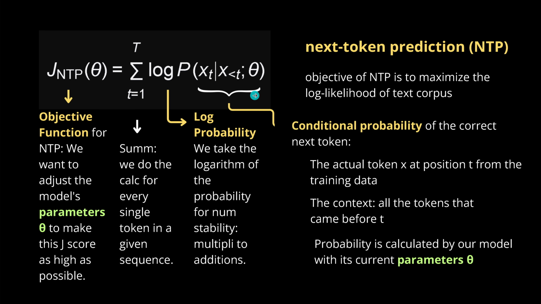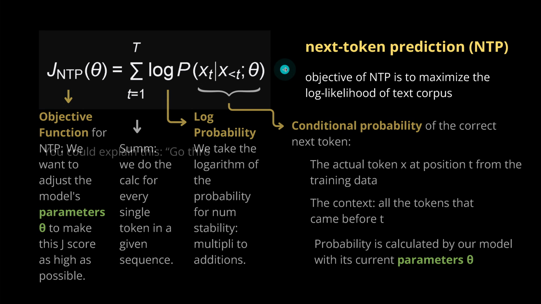And then comes the interesting part, our conditional probability calculation of the correct next token in a sequence. So we take the actual token x at the position t from the training data, and then we have the context. And the context is simply the input, all the tokens that came before this particular time interval. So whatever was learned before. And then we just calculate the probability by our large language model with its current parameter theta. A very simple mathematical expression, a code that we use not for an assembler, but for our human brain to understand the basic guiding principle of AI for next token prediction.